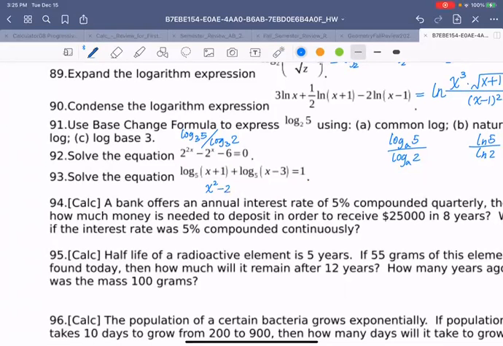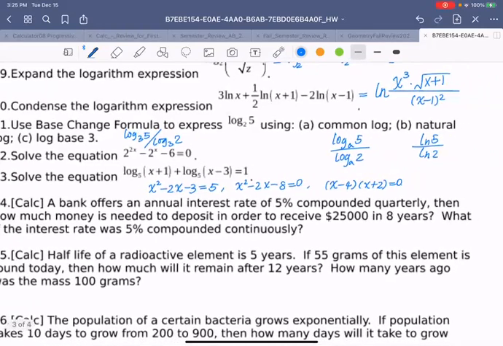x squared minus 2x minus 3 equals 5. x squared minus 2x minus 8 equals 0. (x minus 4)(x plus 2). And x couldn't be negative 2, so x is only equal to 4, right?